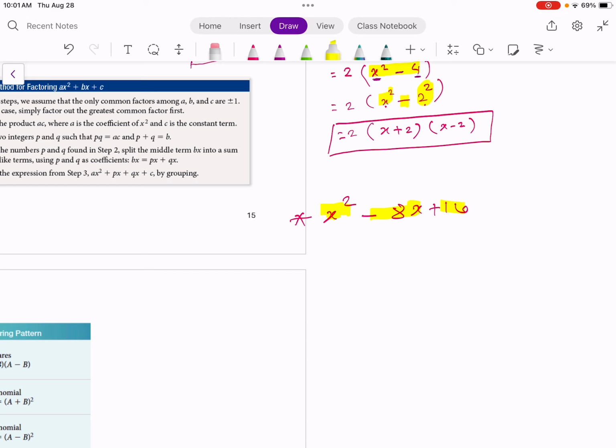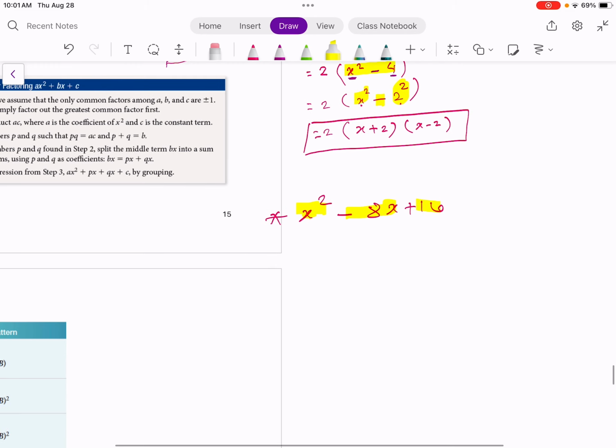So we have these three terms, and every time if you are asked to factorize, you have to look for a common factor in each term. Do we have that common factor other than 1 or negative 1? We do not have, right? So we can skip the first step.